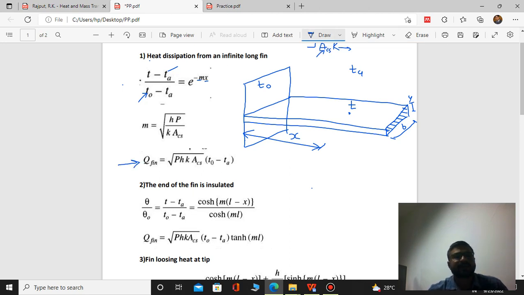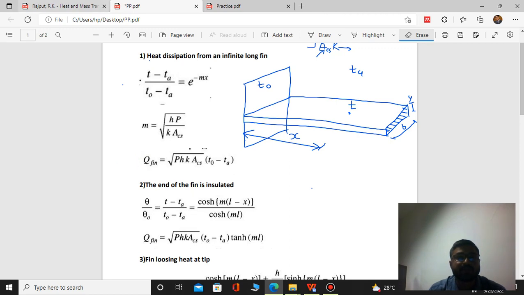First we will look at numericals of one category, heat dissipation from an infinitely long fin. Which equations are helpful to us? This equation and this equation. These two equations we will use. So for that, let us read the data and try to solve the numerical.